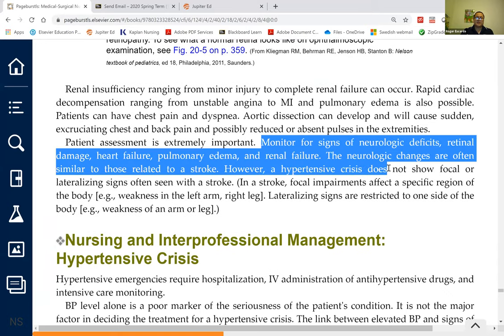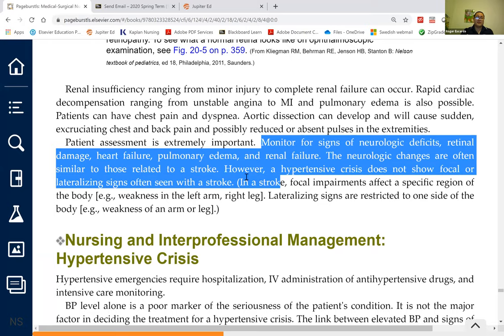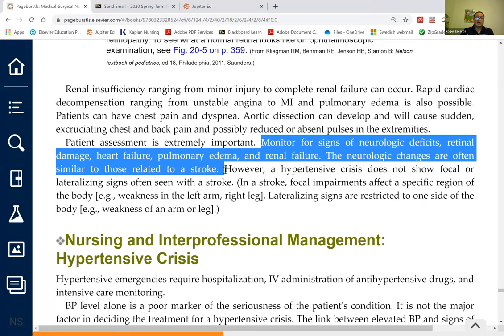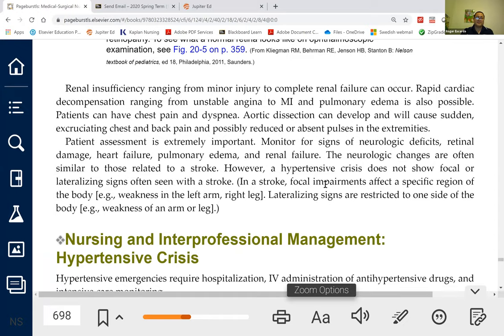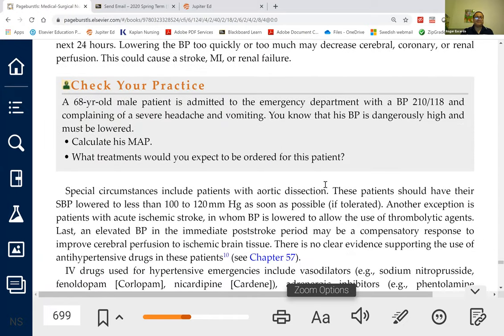consequences. So when the patient's showing the symptoms and you took the blood pressure, it's really high, automatically monitor them for the consequences, which can now lead to a stroke, hemorrhagic stroke, that is, or pulmonary edema, renal failure. Okay, so these are now a part of your assessment. Management.